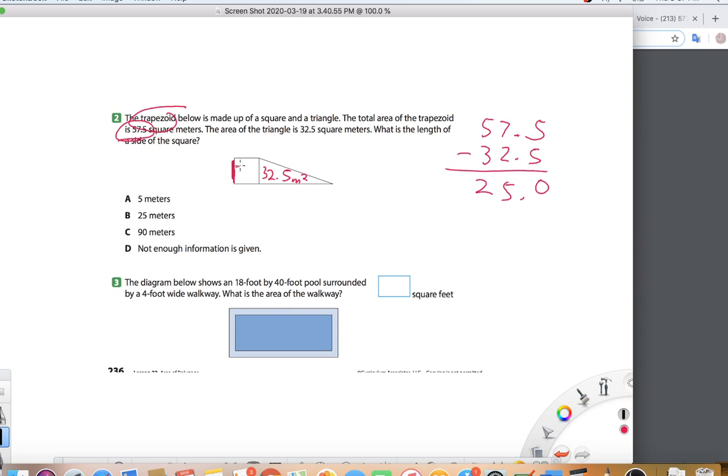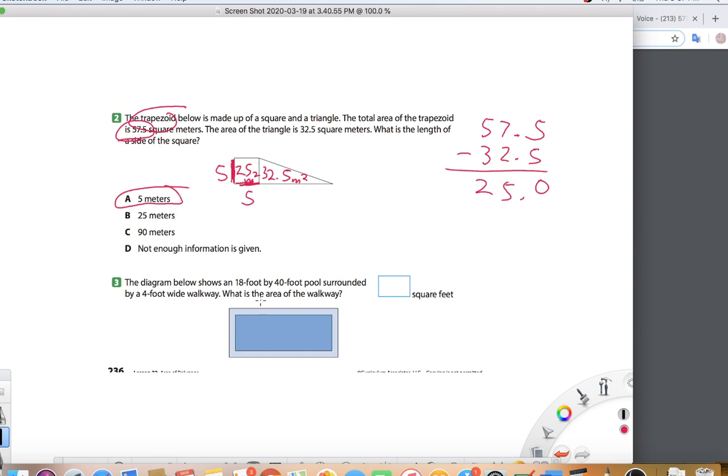That means that this square would be 25 meters squared. So you need to figure out what side by side multiply gives me 25. What number gives me 25? The answer is not going to be 25. That's the area. We're trying to find out how much one side is. One side would be 5, because 5 times 5 gives me 25.